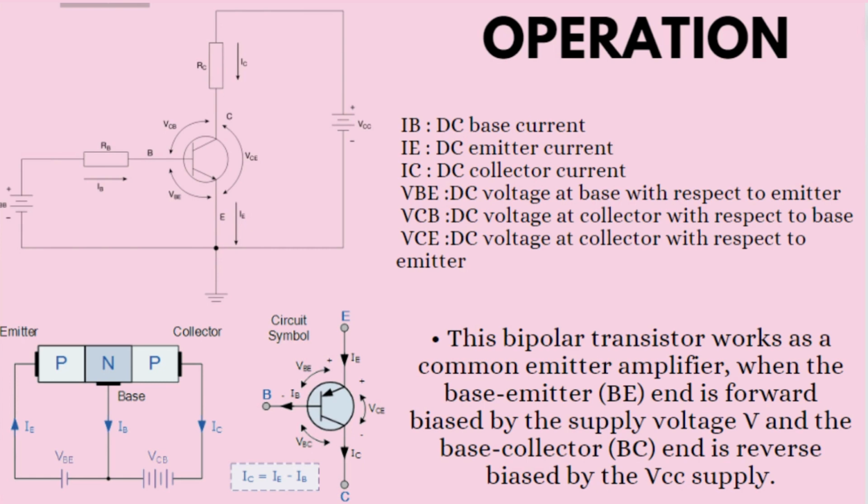To make it easier for everyone, we have prepared the meaning of the symbols in the circuit. IB stands for DC base current, IE is DC emitter current, IC is DC collector current, VBE is DC voltage at base with respect to emitter, VCB is DC voltage at collector with respect to base, VCE is DC voltage at collector with respect to emitter.